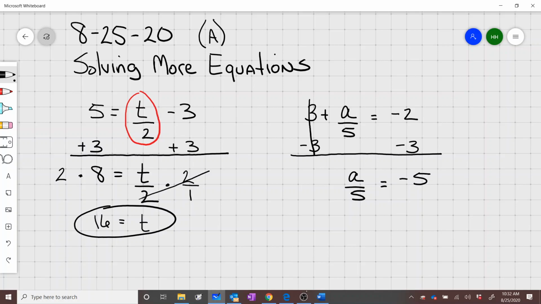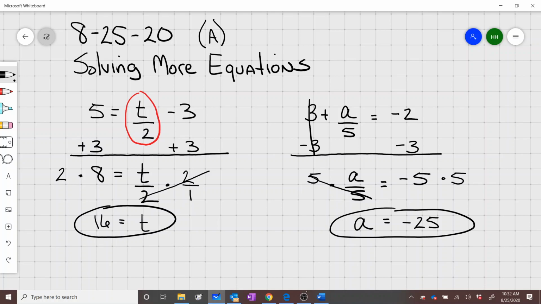Pretty please. Okay, so look, at this problem on the left, when t was over 2, we multiplied both sides by 2, right? So if a is over 5, we're gonna multiply both sides by 5. The 5's will cancel. And the a is going to be equal to negative 5 times 5. Negative 25. Boom. Done.